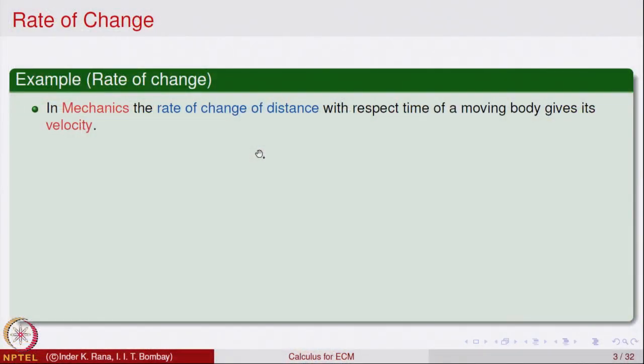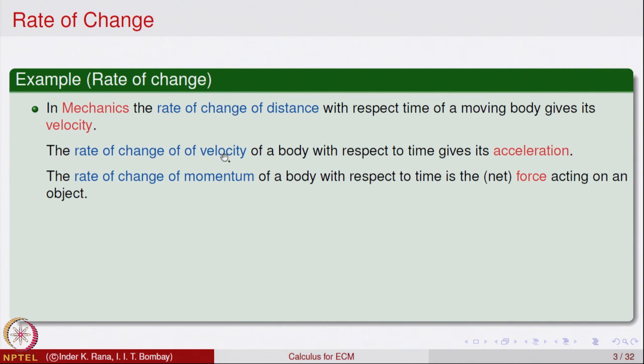So, in mechanics, the rate of change of distance gives rise to velocity. The rate of change of velocity itself of a body gives rise to the notion of what is called acceleration, right. You might have also seen that very often, when you are accelerating your bike too fast or slowing down and such kind of thing. So, mathematically, the rate of change of velocity gives acceleration. The rate of change of momentum of a body, we will not define what is momentum, gives rise to what is called the force acting on that body or on that object.